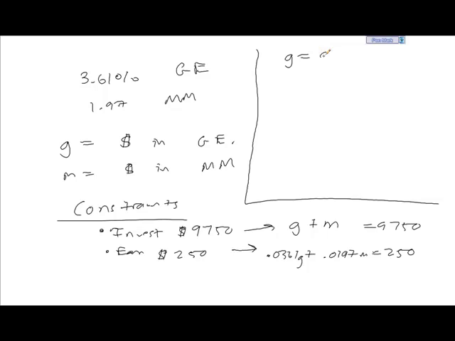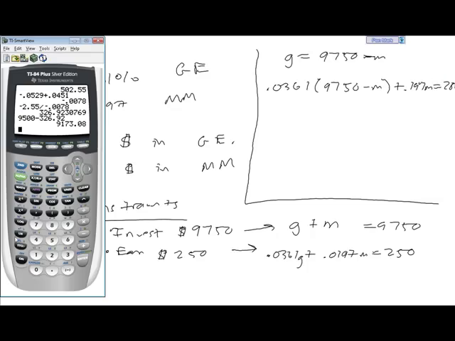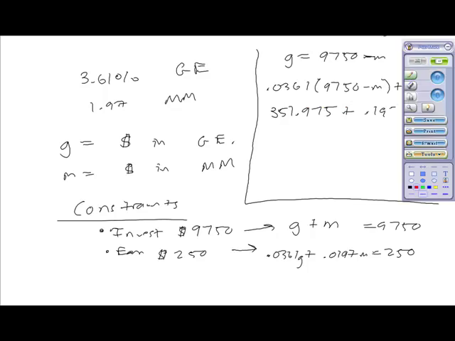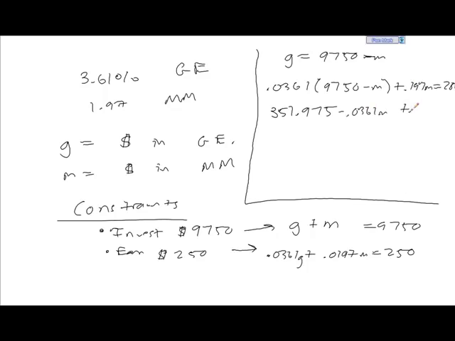Okay, so I'll come up here and solve it. We know that G equals 9750 minus M. And so I'll plug that into the second equation: 0.0361 times (9750 minus M) plus 0.0197 M equals 250. So we'll distribute 0.0361 times 9750 to give us 351.975, and I forgot to distribute all the way through, so we'll have minus 0.0361 M plus 0.0197 M.